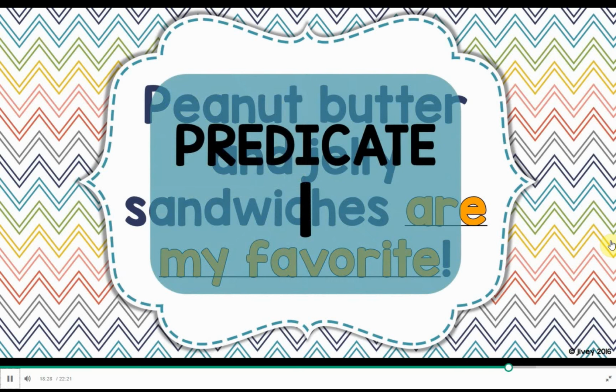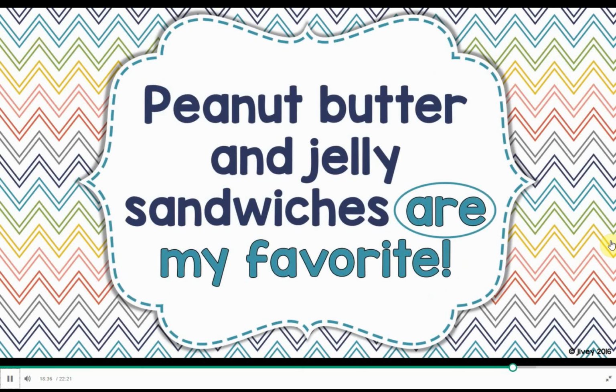Did you say it was a predicate? Then you were correct. And it's just a simple predicate, so you should only be holding up one finger. The sentence is all about peanut butter and jelly sandwiches. And the predicate tells us more about those sandwiches. They are my favorite. Are is our linking verb here. It is the only verb, the simple predicate in our sentence.